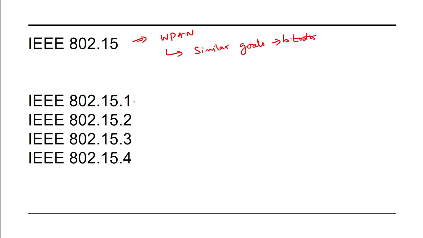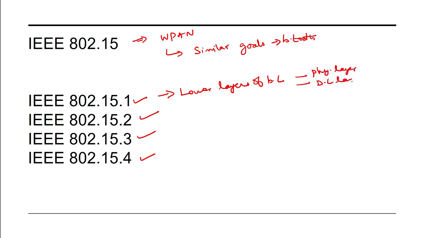And we have four standards: IEEE 802.15.1, 15.2, 15.3 and 15.4. 15.1 explains the lower layers of Bluetooth. So what are the lower layers of Bluetooth? We can say the physical layer and data link layer. So it explains the physical layer and data link layer.